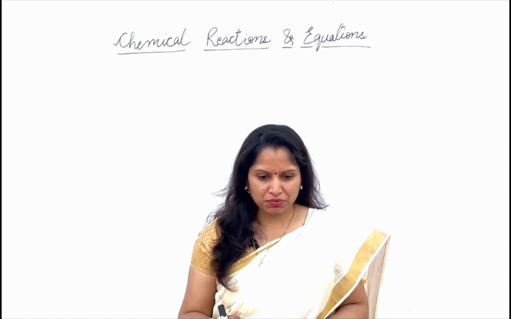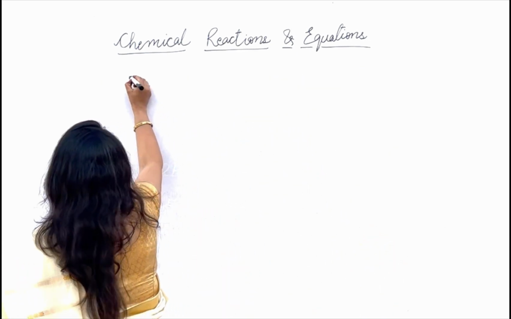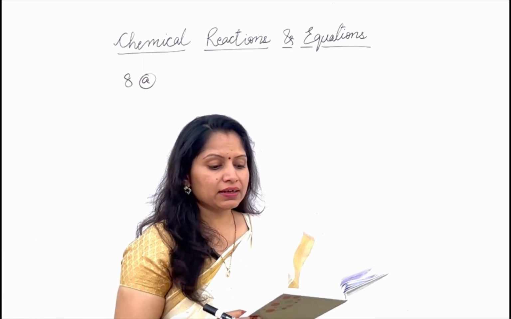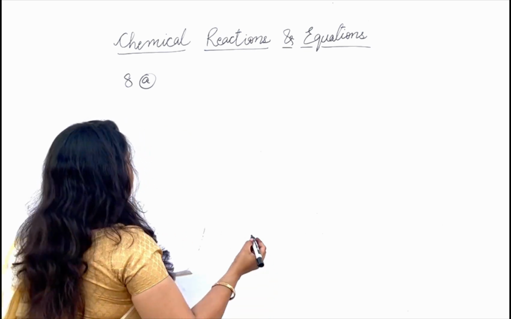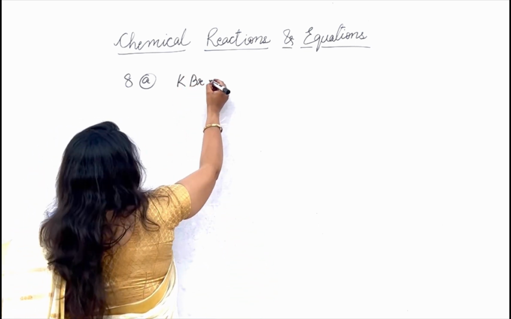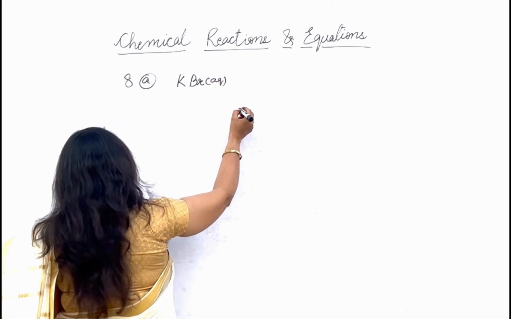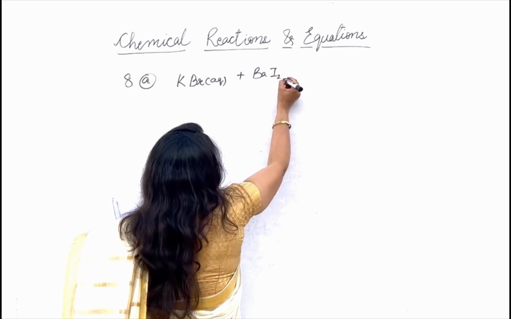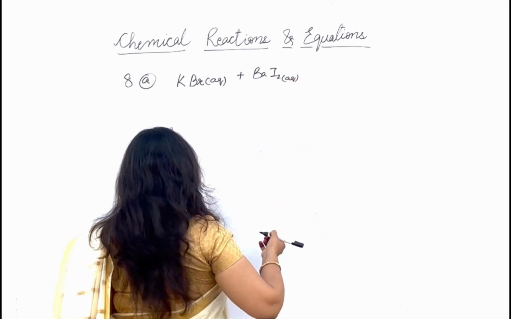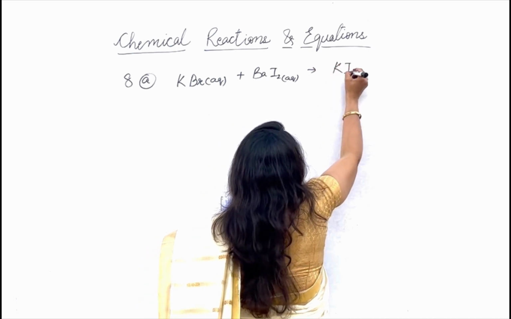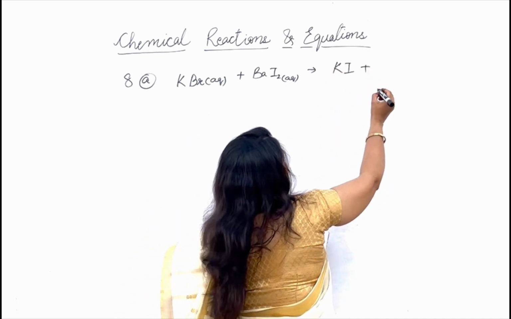Now considering question number 8. First part, potassium bromide combines with barium iodide. Potassium bromide, it's aqueous and it combines with barium iodide, that is also aqueous, to form potassium iodide and barium bromide.